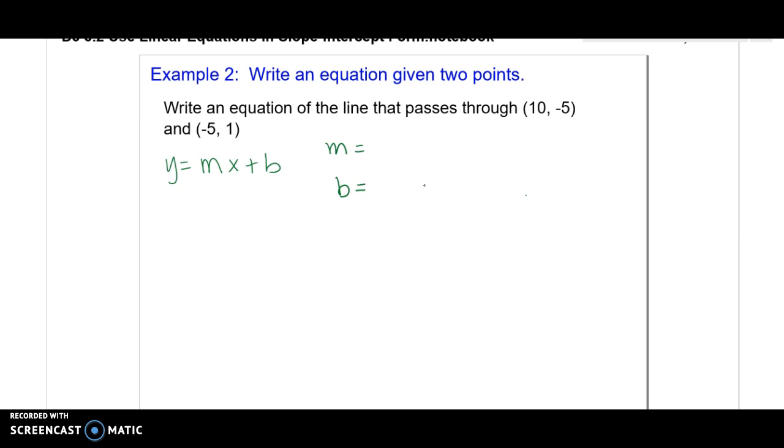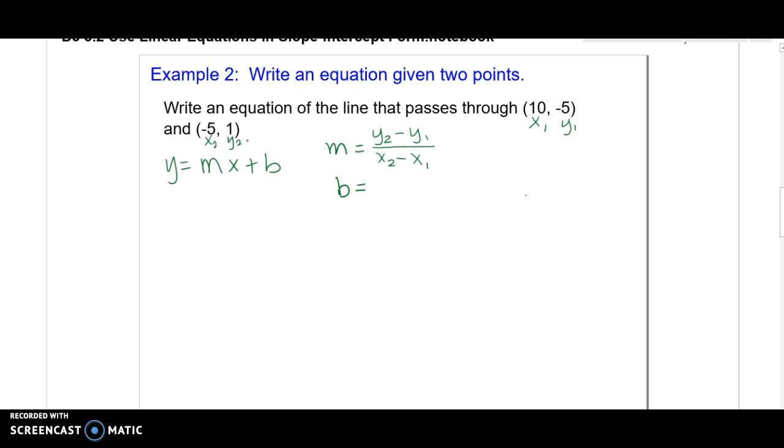Well, we know that we can take 2 points and we can say that for slope, we have our y sub 2 value minus our y sub 1 value over our x sub 2 value minus our x sub 1 value. Okay, so we are going to go ahead and use our 2 points. We need to label them x sub 1 and y sub 1 and x sub 2 and y sub 2. I'm going to start with this one over here. So I have my x sub 1 and my y sub 1 and my x sub 2 and my y sub 2.